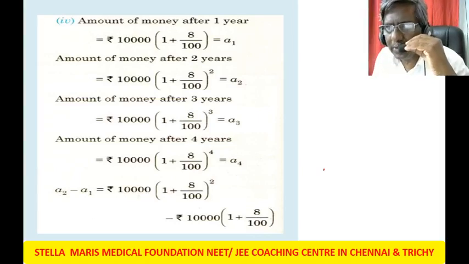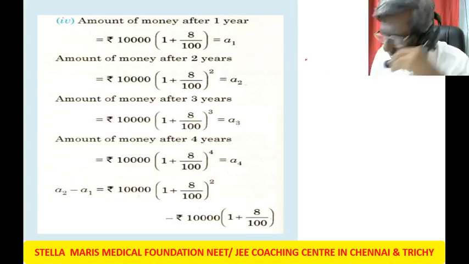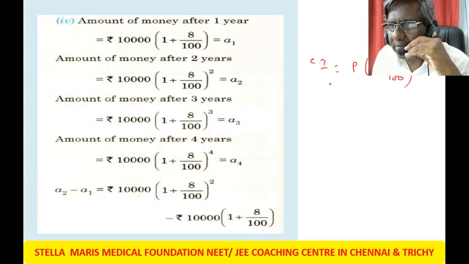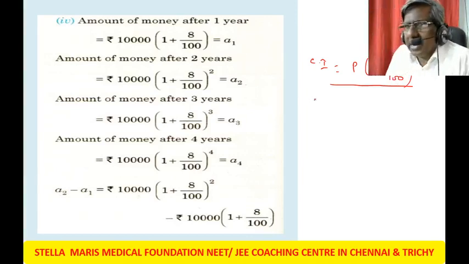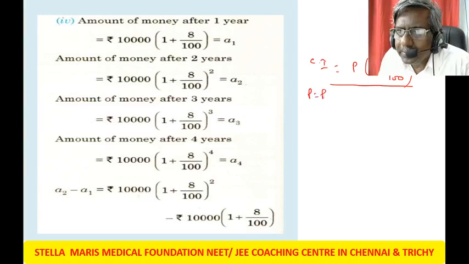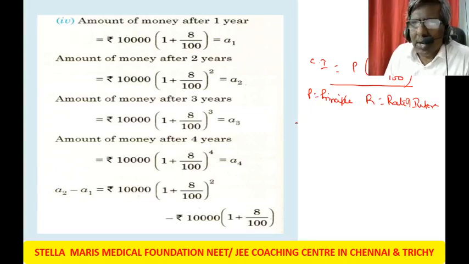For compound interest, the formula will be for 1 year, and for 2 years it will be like this. Compound interest is equal to P into 1 plus R by 100 whole to the power of n. See, remember, this is the formula, where P is equal to principal, R is equal to rate of interest, and n is the number of years, 1, 2, like that you have to put.